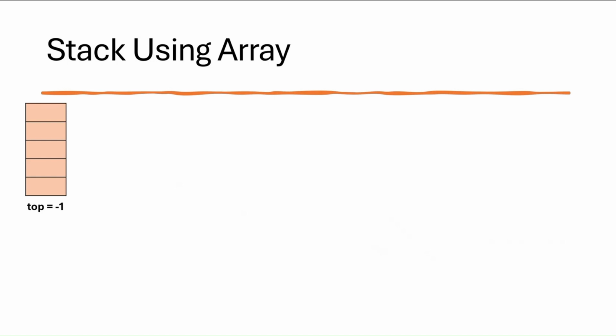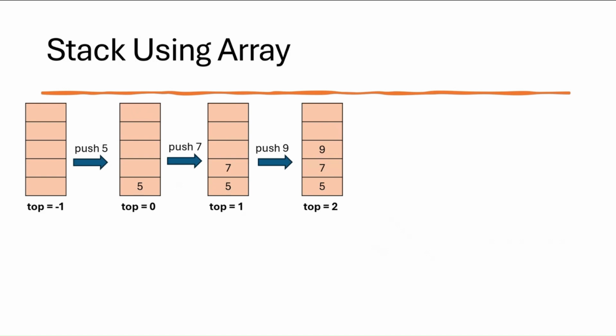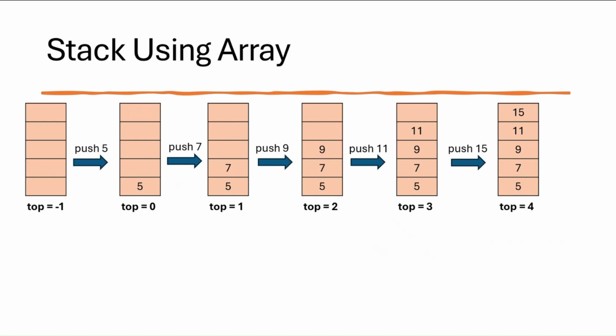It is -1 initially because there are no elements on the stack. If we push an element to the stack, you can see that the top is pointing to the position where the last element is inserted, right? So now we keep on pushing, and once it reaches the capacity of the array, it says the stack is full.